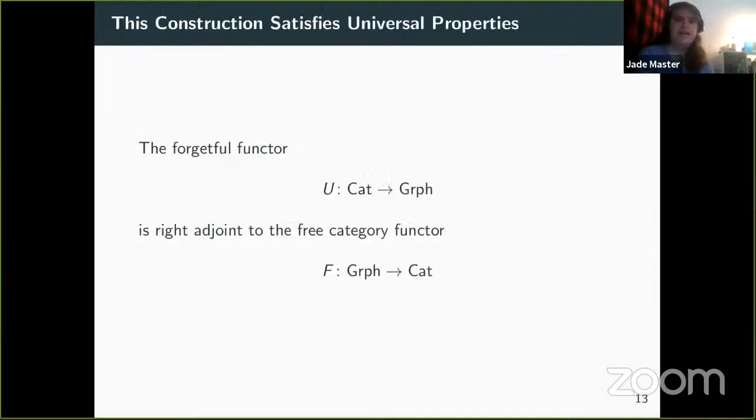So I've been saying free category, and it is indeed a free category. What I mean by that is that there's a forgetful functor from Cat to Graph. And this process of generating the reflexive transitive closure is a left adjoint, F, which goes from the category of graphs to the category of categories. And this is a classic result in category theory.